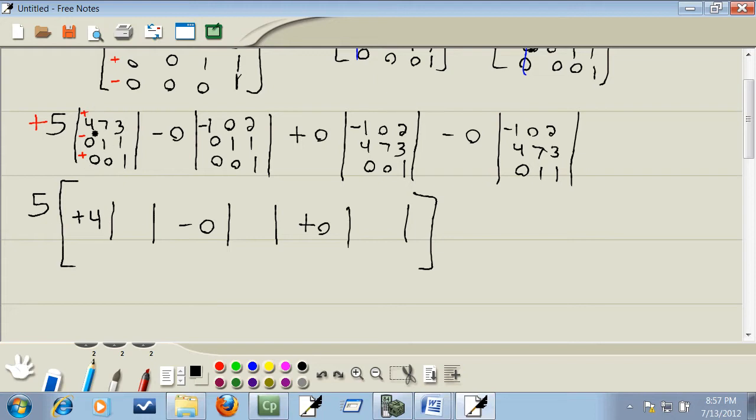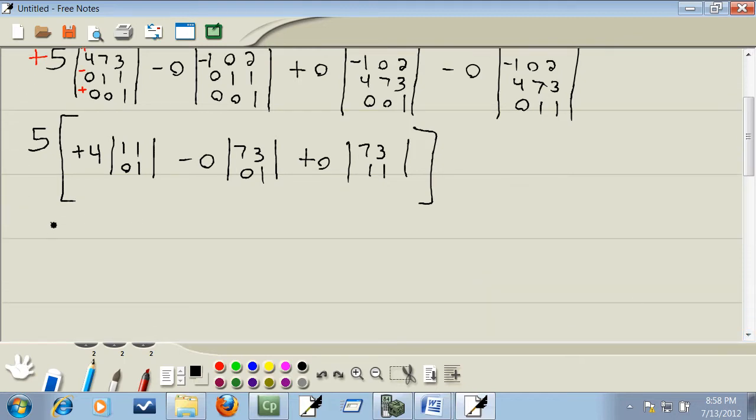Well, if I take a look at the 4 here, if I were to circle the 4 and cross out the row and column it's in, I'm left with 1, 1, 0, 1. If I cross out, for my second 0 here, that row and column it's in, I got 7, 3, 0, 1. And for my third 0, if I cross out that row and that column, I got 7, 3, 1, 1. Again, these don't matter because they're zeros, and 0 times anything is 0.